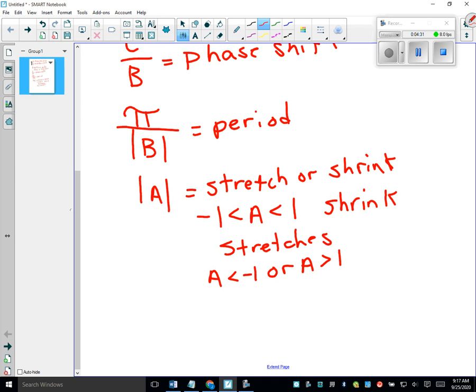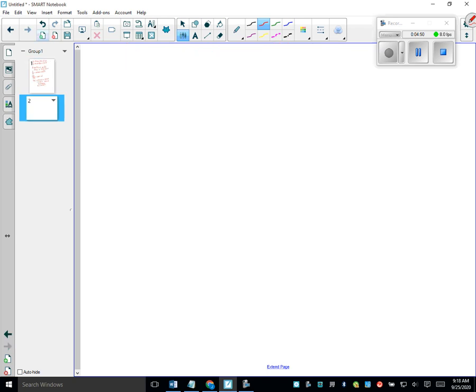You ready to graph one? How did you do with your scale yesterday? You're kind of figuring that out, how to work it? All right. Let's do just y = tan of x.